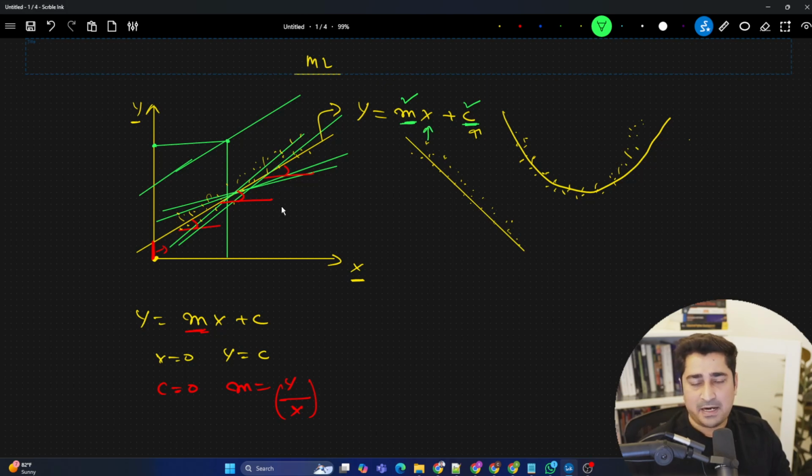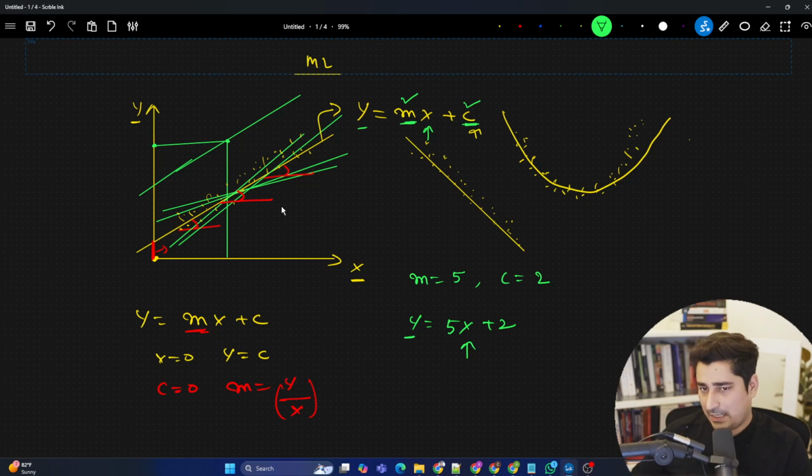And then I can try to pass the value of X, and I will be able to get a value of Y. For example, hypothetically, as of now, I don't know the value of M. Hypothetically, I'm going to consider the value of M is equal to 5 and the value of C is equal to 2. Then the equation of my line is going to be 5x plus 2. Now, if this is the equation, and if I pass a value of X, I will be able to get a value of Y.